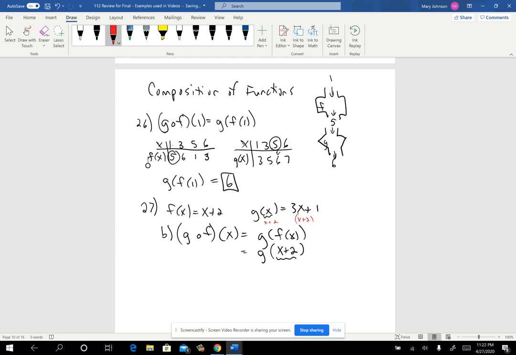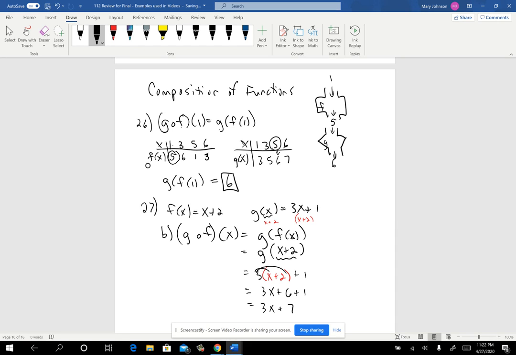And so what you wind up with is 3 times the x plus 2 plus 1. And then you distribute and simplify everything and come up with a new rule, not a number, new rule, 3x plus 7, that represents g of f of x.